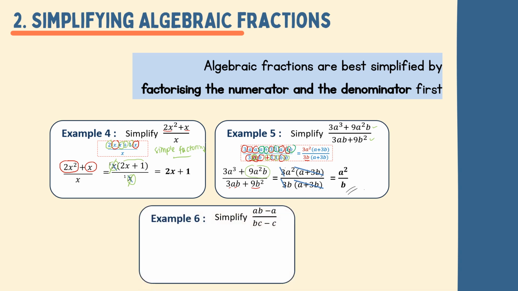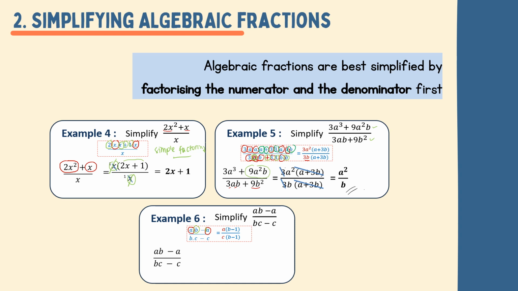So let's do another example here. Simplify ab minus a all over bc minus c. We can do the simple factorizing for the numerator and denominator, together but separately. Can you find the common factor of ab minus a? The common factor is a, so the HCF is a. And what's inside the bracket? b minus 1. There is a 1 here, but it's not written, right? So b minus 1. And do the same thing for the denominator.